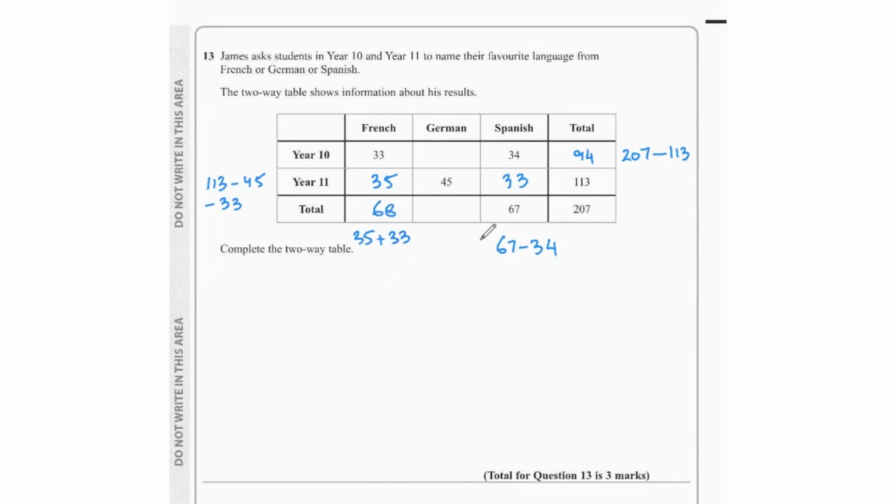Then for German, we can find the total number of people in year 10 and year 11 who like German by subtracting 68 and 67 from 207. So 207 minus 68 minus 67, that gives us 72. And lastly, for the people in year 10 who like German, we subtract 45 and 72, which gives us 27. So that's your answer.